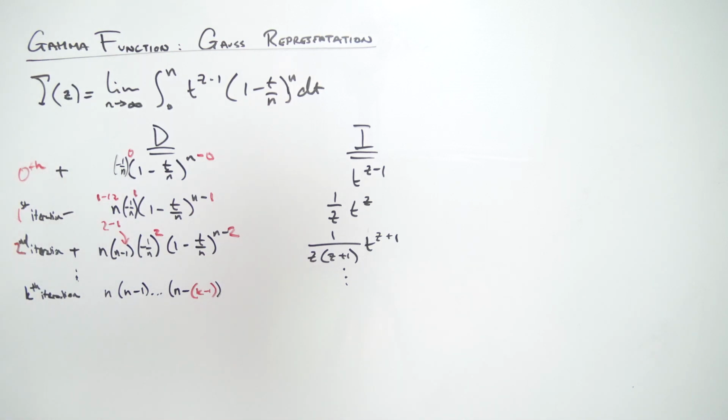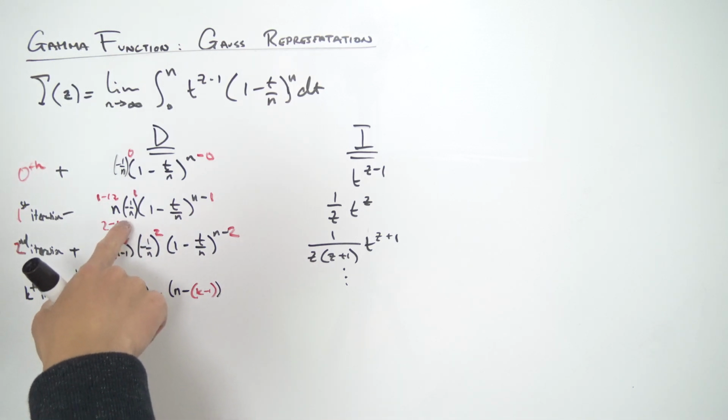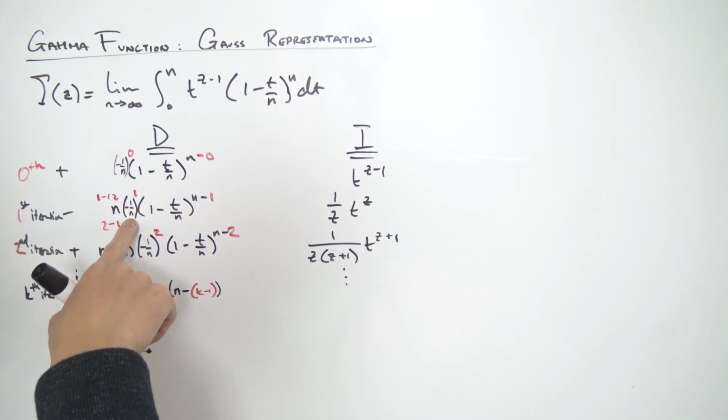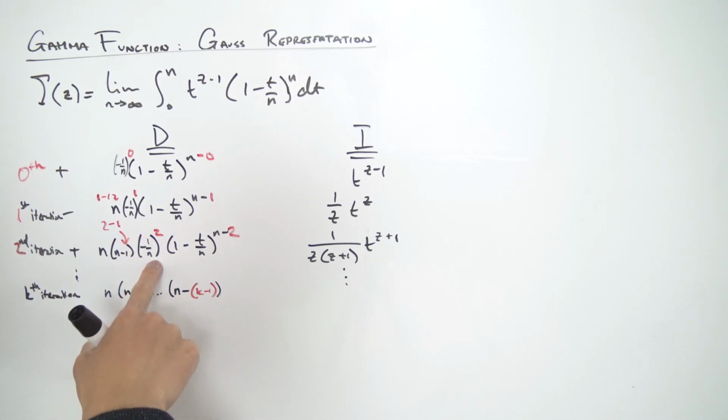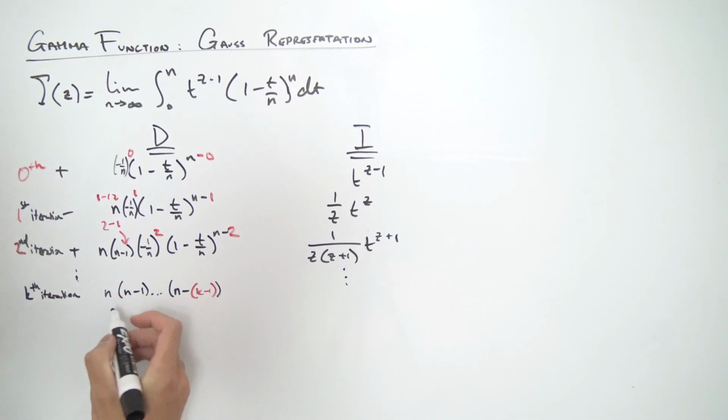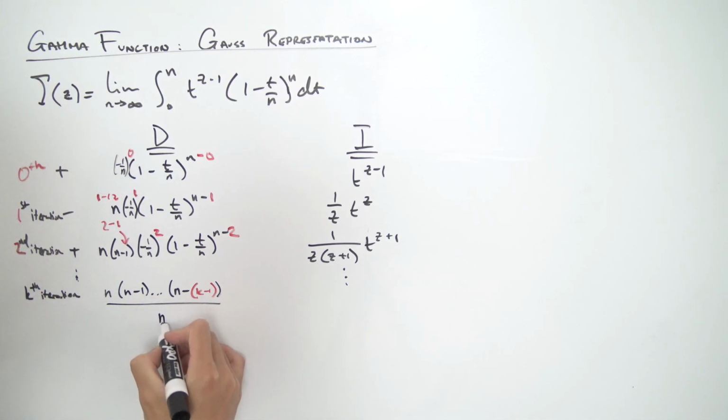Alright, let's check for any other patterns. Well, on this factor over here, we have 1 over n raised to the first power, 1 over n raised to the second power, and that's basically dividing by n, then dividing by n squared. And on the kth iteration, we're just dividing by n raised to the kth power.